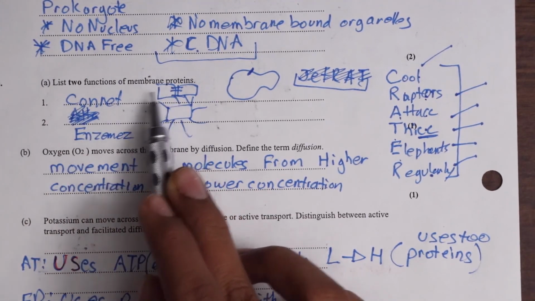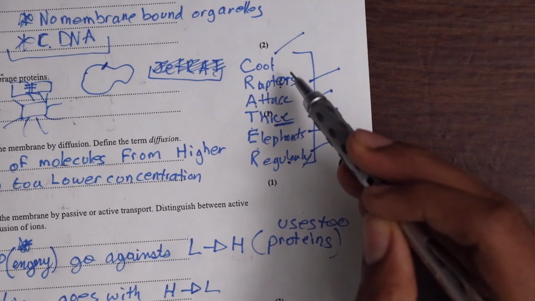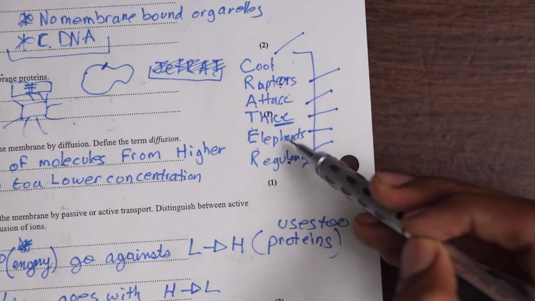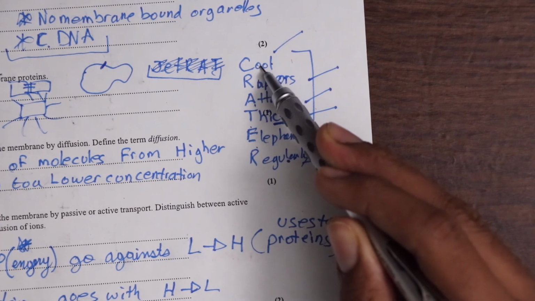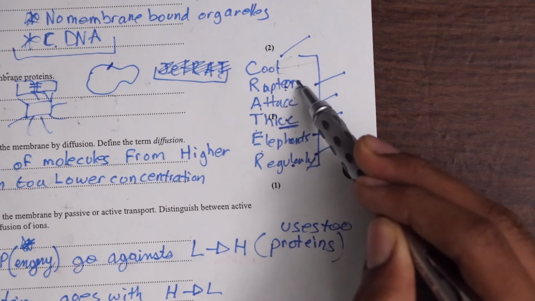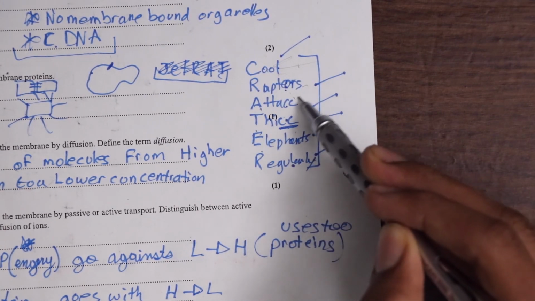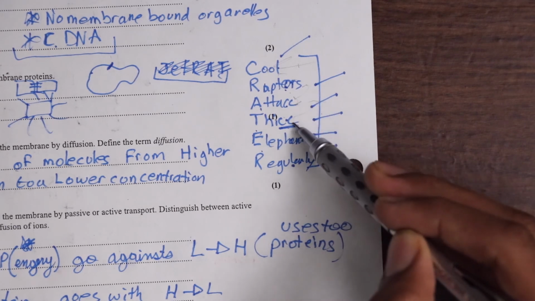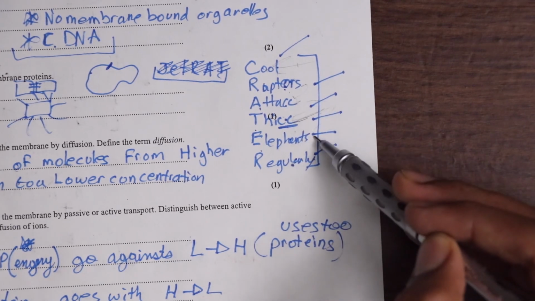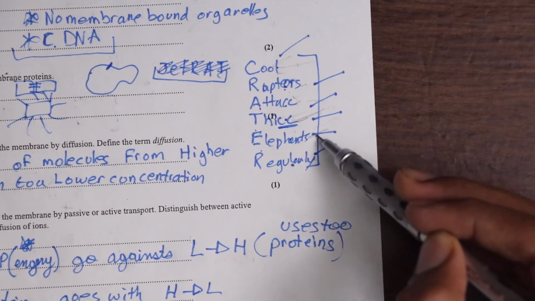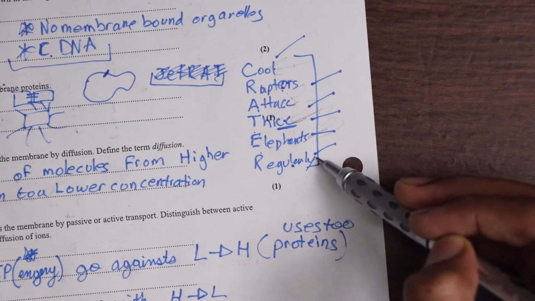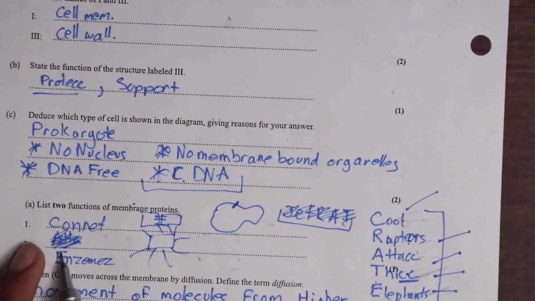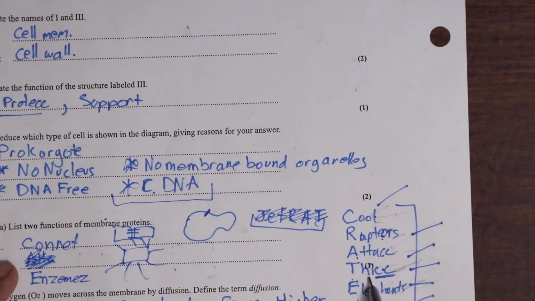A6A. List 2 functions of membrane proteins. Remember, cool raptors attack thick elephants regularly. Cool meaning to connect, so connect to cells, are meaning receptors. A, attachment, attaching to a surface. T, transport, transporting materials. E, enzyme, so enzymes on the surface. R is for recognition, so cells can be recognized. So for 2, you can pick any two of these.